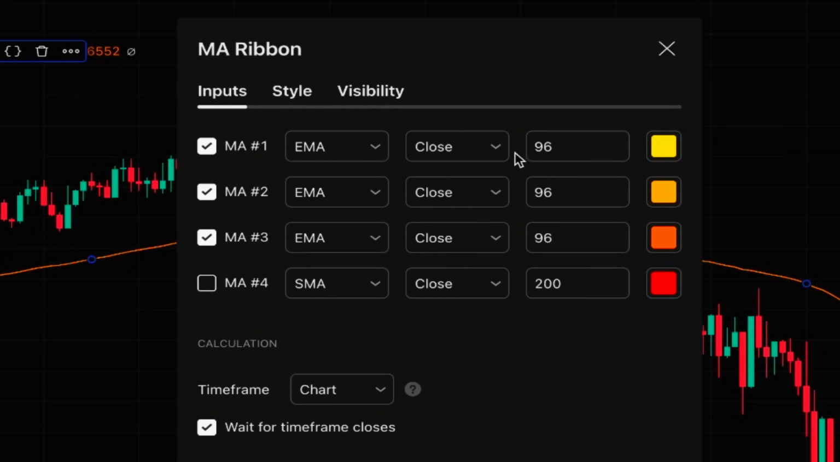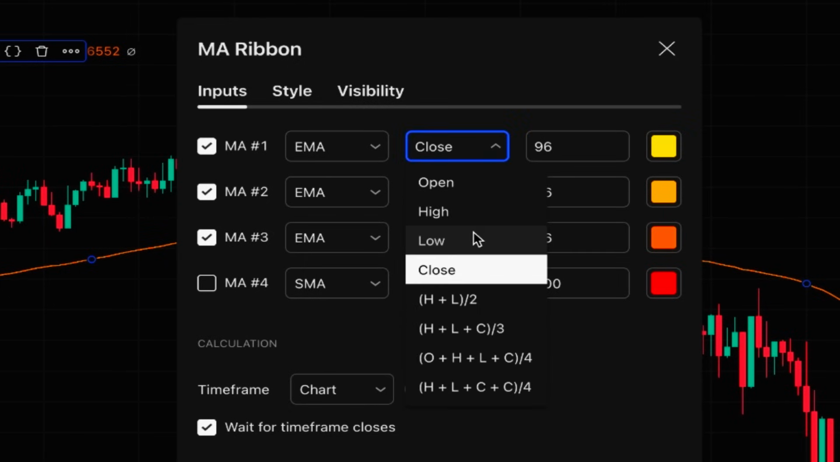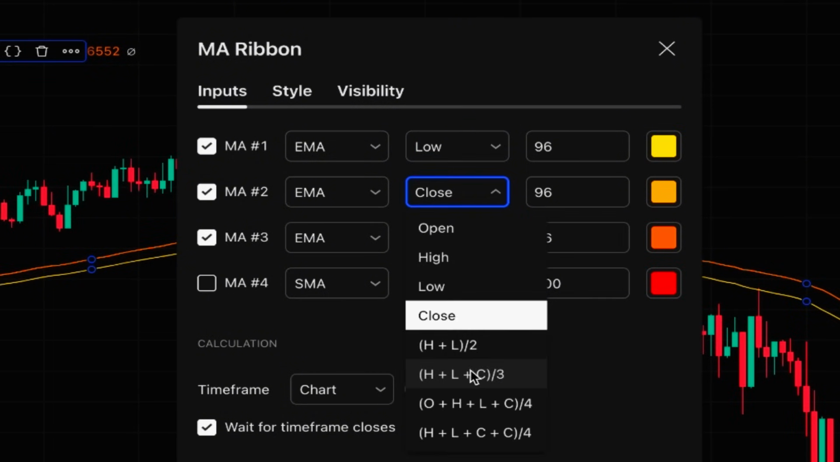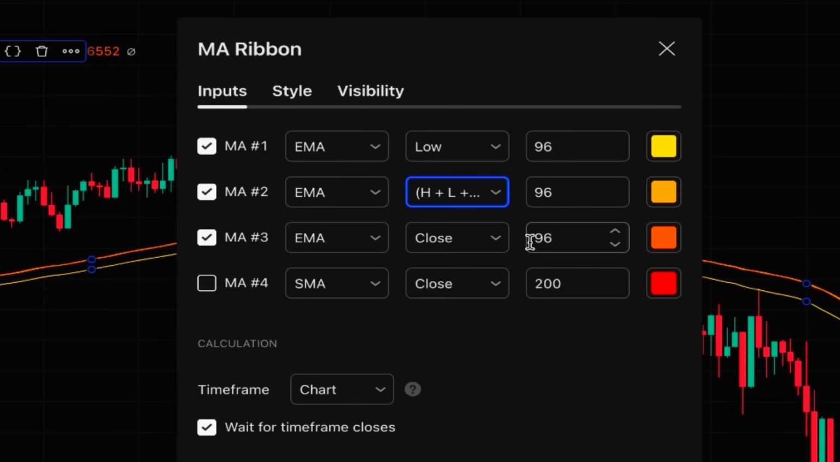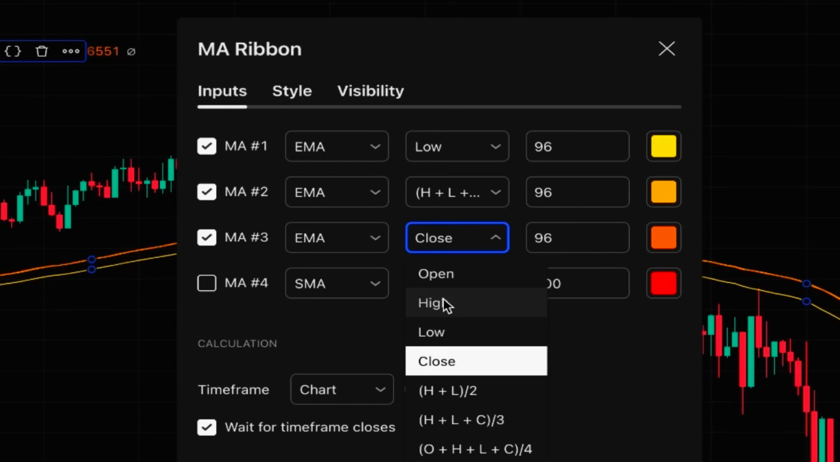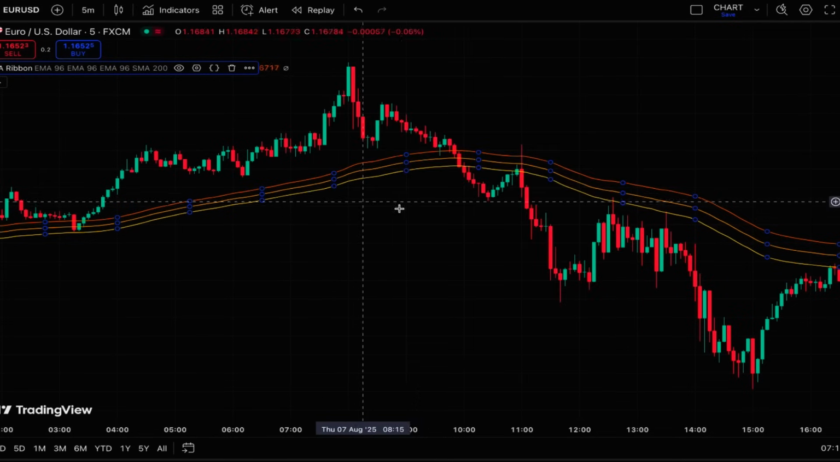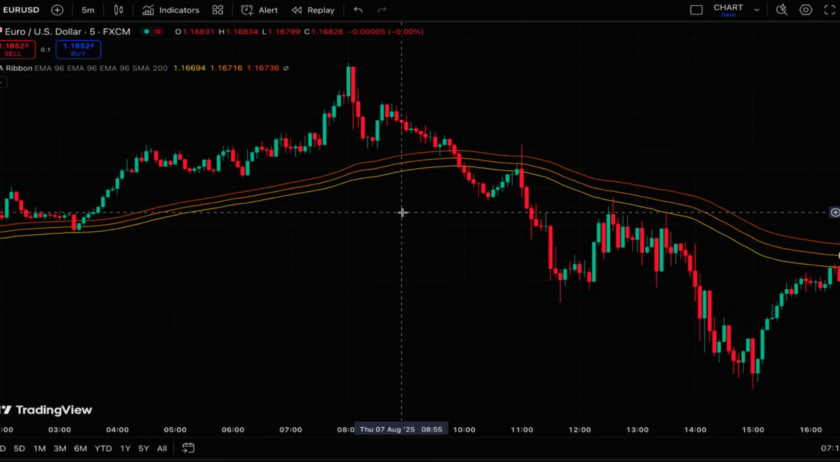And finally here for the source of calculation, for the first moving average we set it at low. For the second moving average, we set it at HLC3. And for the third moving average, we set it based on high. Alright, we are done with the settings of the exponential moving averages, and now we should add the second indicator.